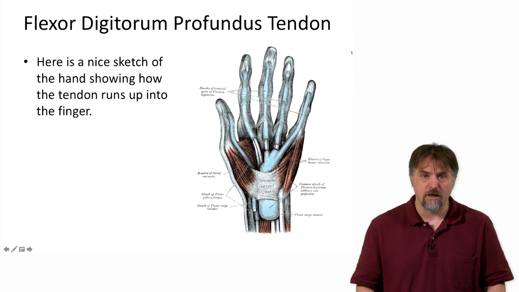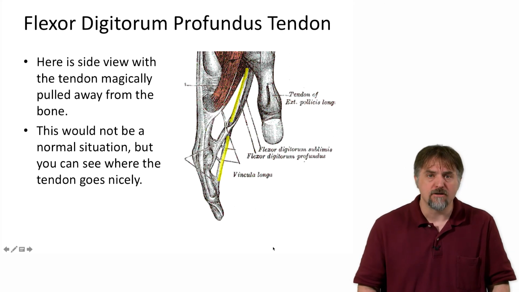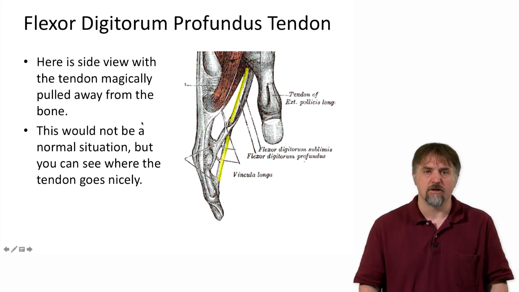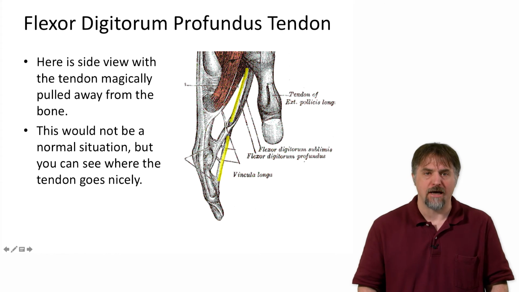Here's a really good sketch of it showing how they run up into the fingers, then they come down through the carpal tunnel and out into the hand. And here's a side view. This is where the tendon is magically pulled away from the bone. So this is the tendon here, this yellow guy. It actually runs right along the bone. But in this picture, they've pulled it away.